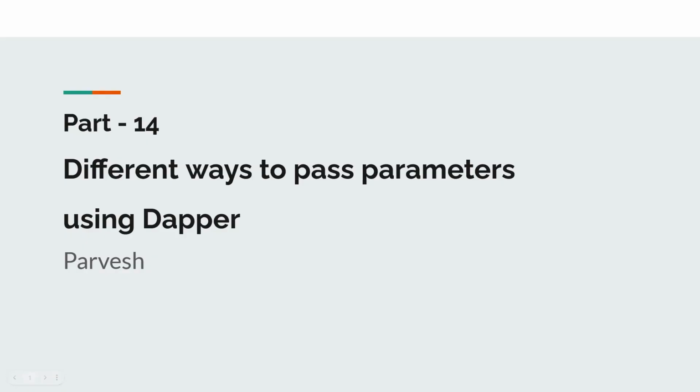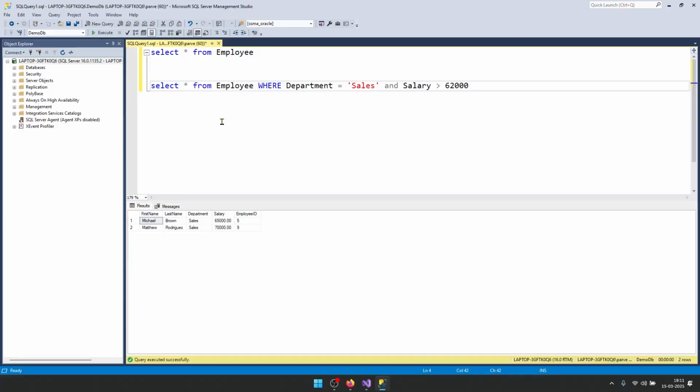Hello and welcome. In this video, let's understand the different ways to pass parameters using Dapper. If you see in my database, I have this employee table, and when I'm executing this query, select star from employee where department is equal to sales and salary is greater than 62,000, I get two records. So basically here I am passing two parameters. One is sales and one is 62,000.